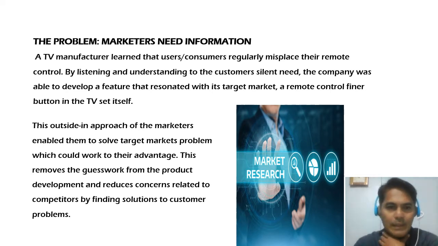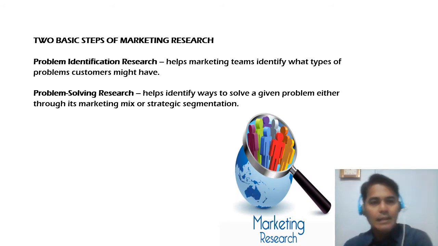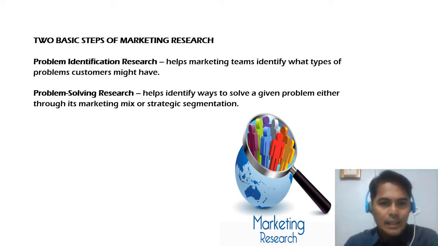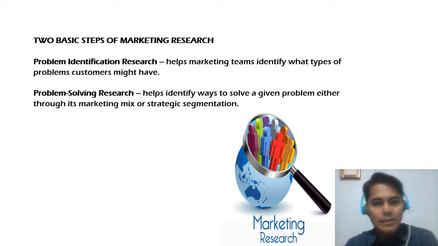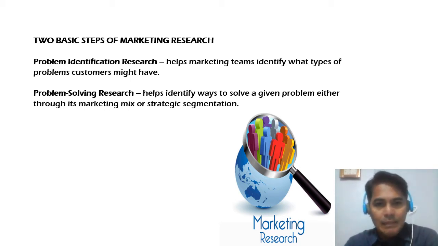Moving forward tayo. So there are two basic steps of marketing research: the problem identification research and the problem solving research. So what exactly is the PIR or the problem identification research? This is a kind of research that helps marketing teams identify what types of problems customers might have. Ito isang uri ng research na ginagawa para ma-identify natin kung ano yung mga problema na na-encounter o kinakaharap ng kanilang mga customers.